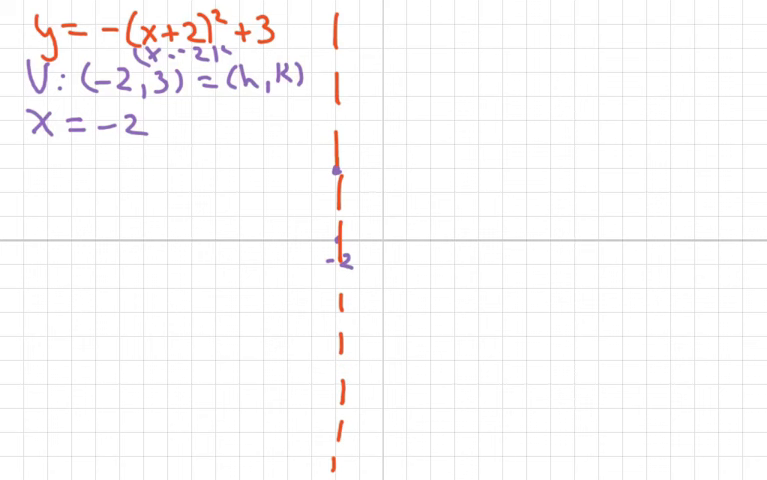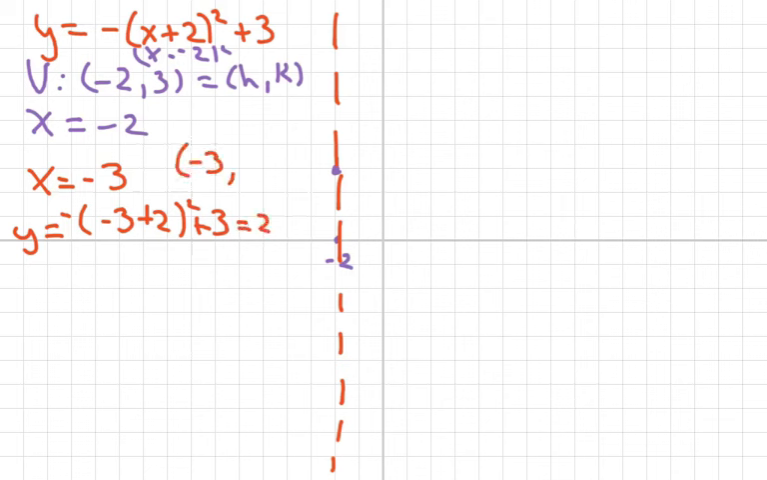And now I'm just going to plot 4 points. I'm going to evaluate the function for 2 x values less than the x coordinate. So basically, if my x is -2, I'm going to try x equals -3. And when I plug in -3, I get y equals (-3 plus 2) squared plus 3. That equals 2. So when x is -3, y is 2.